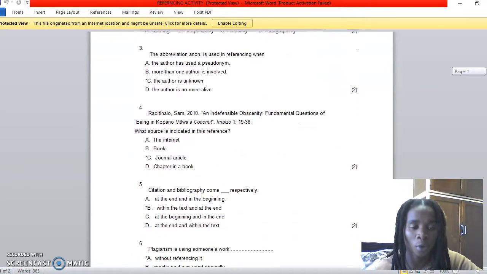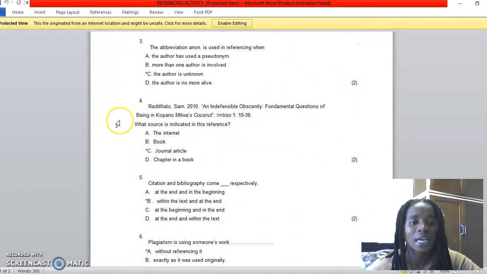Now, question number 4 states, Raditlalo, Sam 2010, an indefensible obscenity, fundamental questions of being in Kopano Ntwa's Coconut. Imbizo 1, 19-38. What source is indicated in this reference? Our options are A, the internet, B, book, C, journal article, D, chapter in a book.